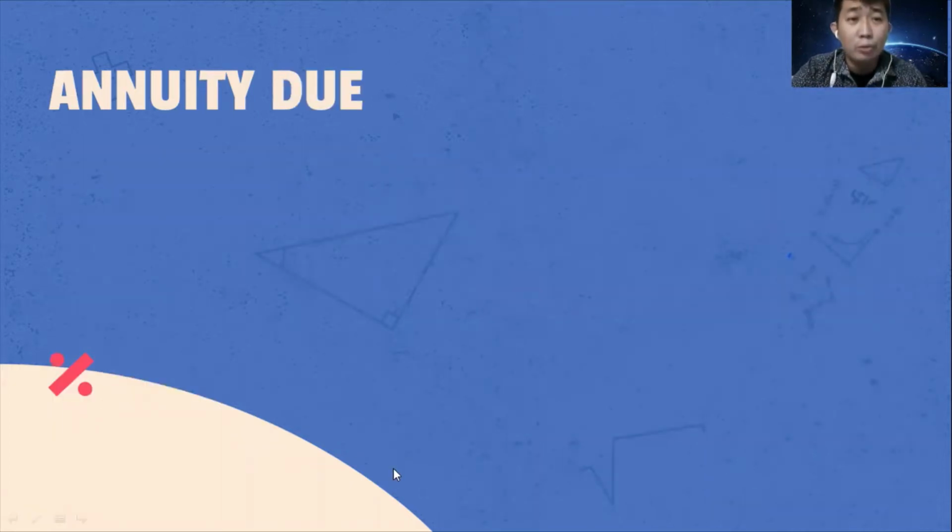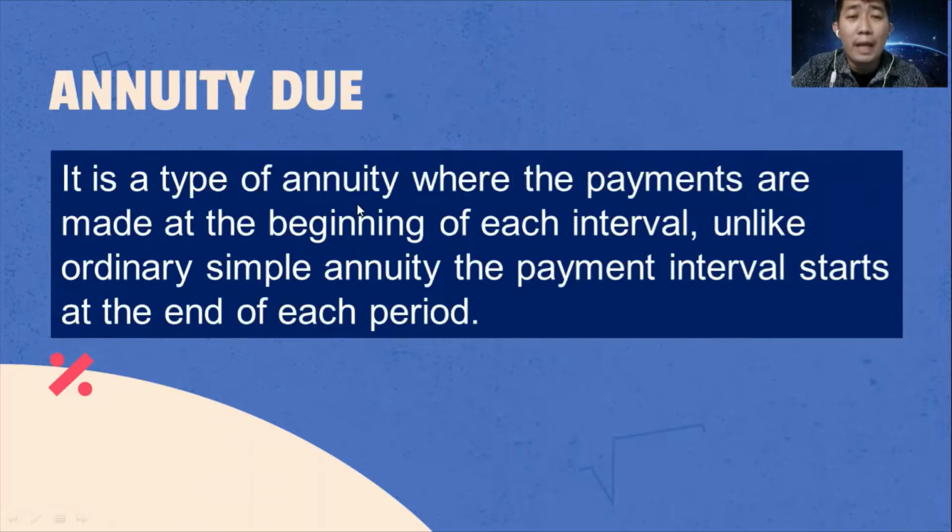What is annuity due? It is a type of annuity where the payments are made at the beginning of each interval. Unlike ordinary simple annuity, where the payment interval starts at the end of each period. That is the difference between annuity due and ordinary simple annuity.